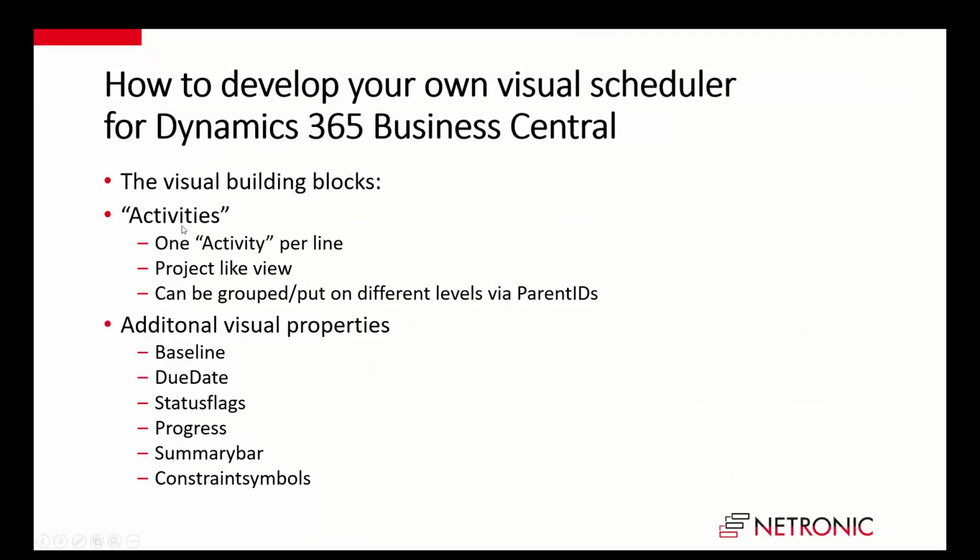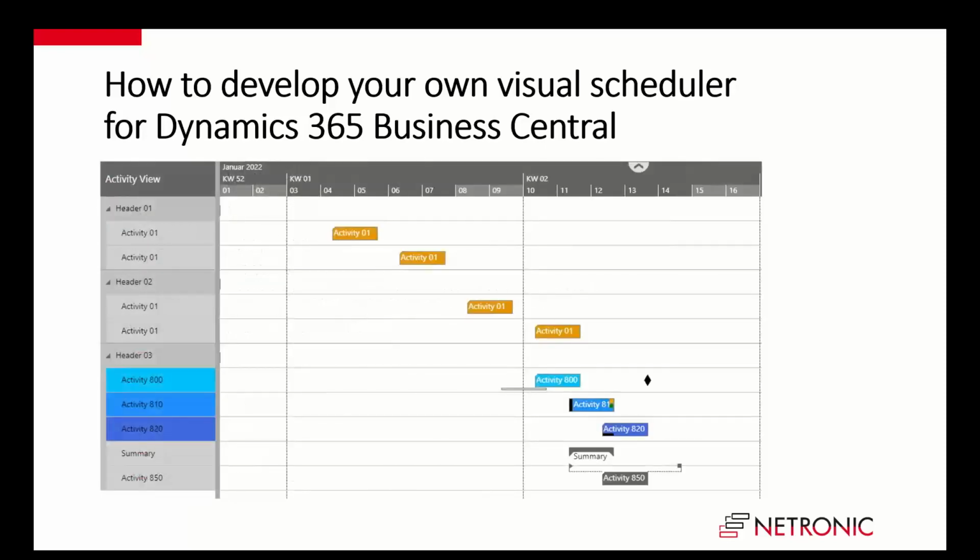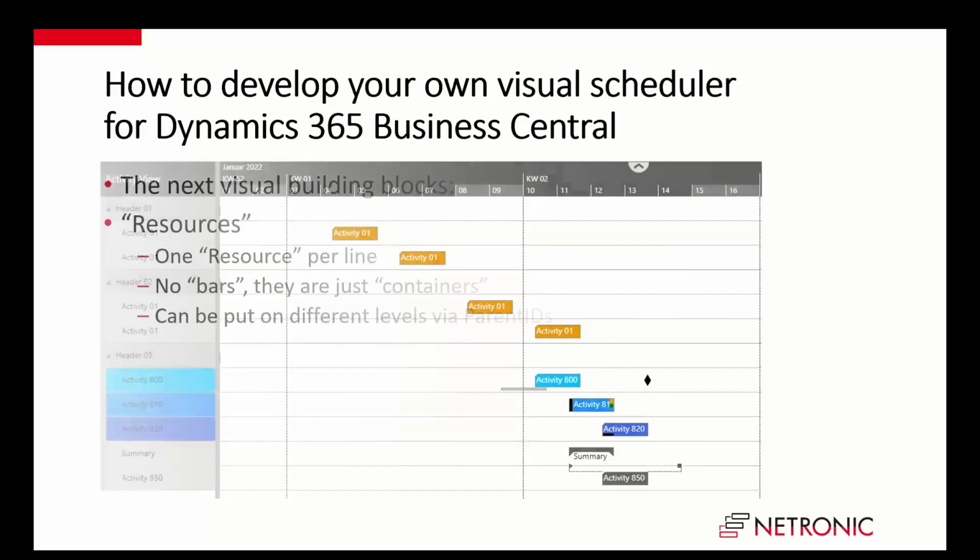So, as I mentioned, activities have additional visual properties. They have a baseline, a due date, this diamond symbol, status flags, these rectangles and circles inside of the bar, a progress bar, a summary bar, and constraint symbols. With all these visual elements, you can design your planning board and support the user, so that the user knows what these activities are and how he can interact with them. Okay, so this is more or less what we have seen in the live demo.